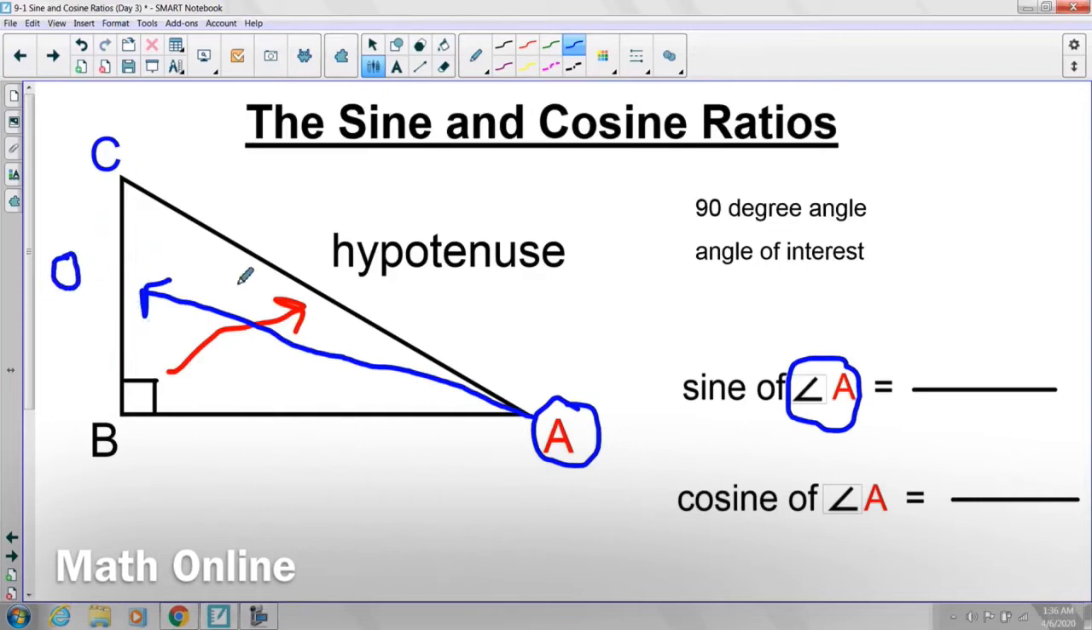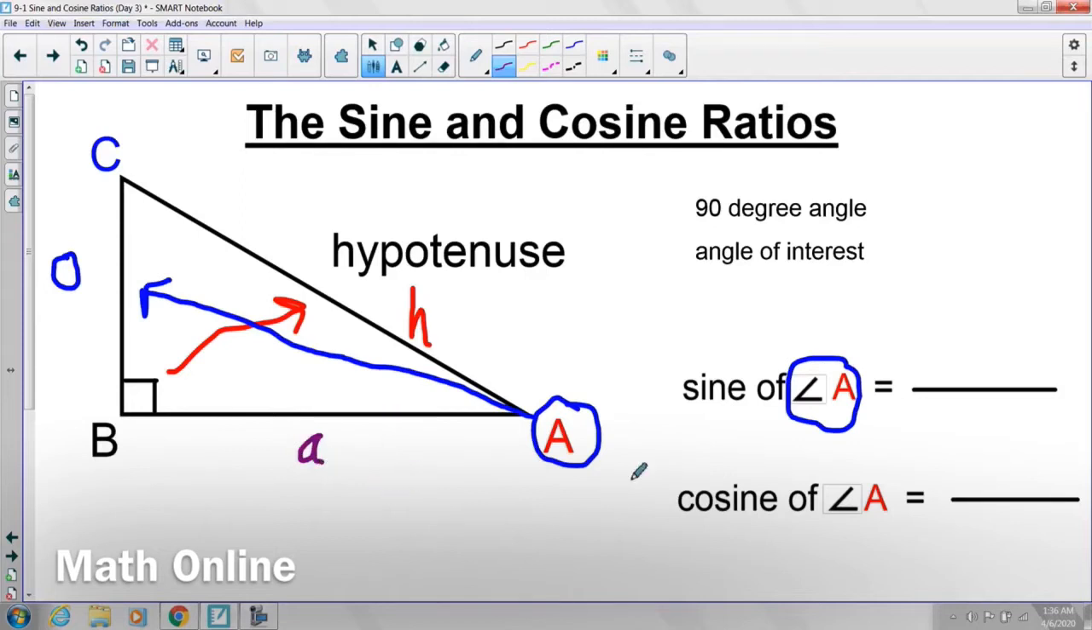Now, we know the hypotenuse, which I should have labeled with an H. So we already know the longest side is the hypotenuse. We know that this side is the opposite side. Therefore, by default, this side should be known as the adjacent side. Awesome. I'm going to put an A for adjacent. Okay, good. Awesome. All right.